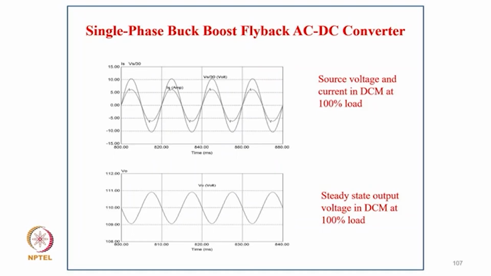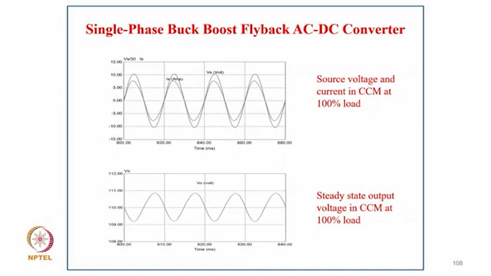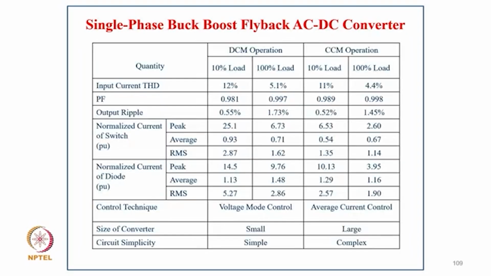And this is the performance after the simulation. So this is the source voltage and source current in case of DCM at 100% load, and the steady state output voltage in DCM. You can clearly see the output voltage varies only typically 1 volt, only the ripple, so that's less than 1% typically. And this is the case of your CCM. You can see supply voltage, supply current, and the steady state output voltage, which has ripple even less than 1%. And this is the comparison for DCM and CCM.